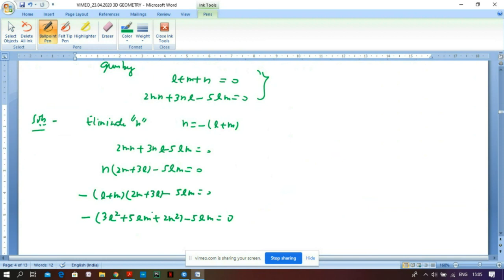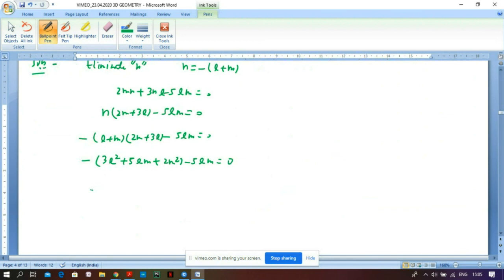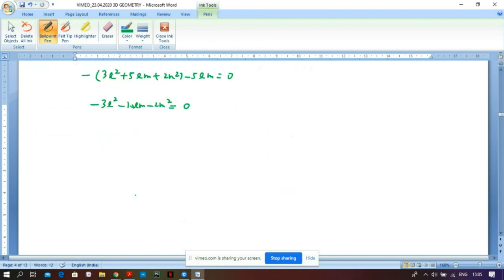And if that is the case, I can further simplify it, writing minus 3l squared and minus 10lm minus 2m squared equals 0. Change the sign to end up with 3l squared plus 10lm plus 2m squared is 0. I can divide by m because it is not always 0. So this is (l over m) whole squared, 3 times, plus 10 times l over m plus 2 equal to 0.